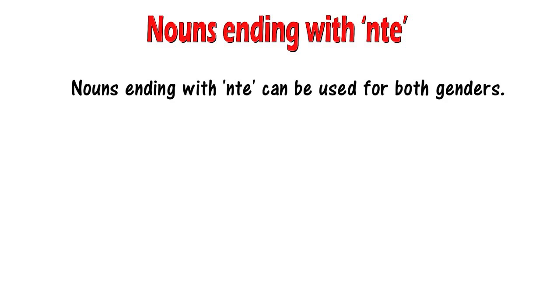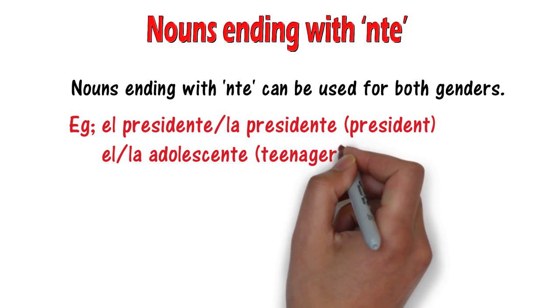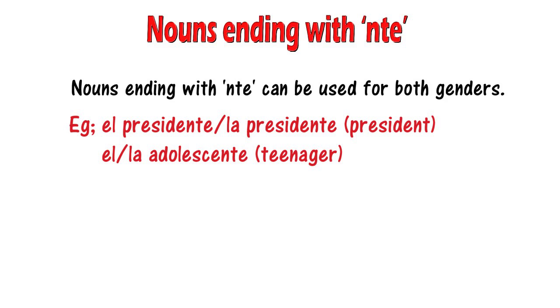Also, nouns that end with nte can be used for both genders. For example, el presidente or la presidente, just like nouns that end with ista. We also have el adolescente or la adolescente.